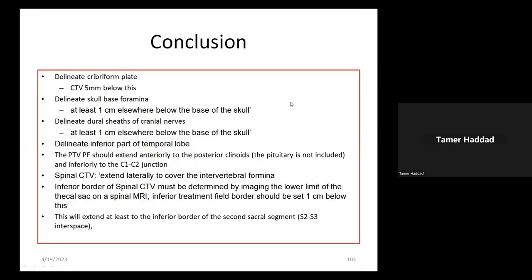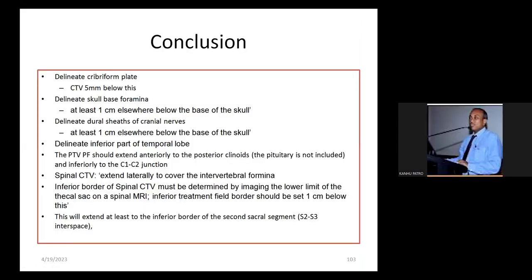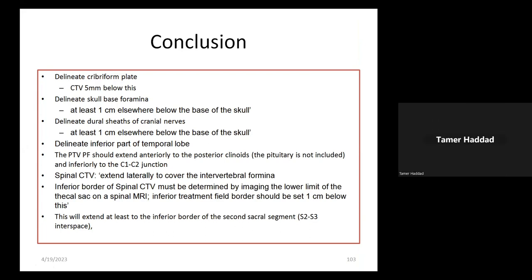In conclusion, delineate the cribriform plate properly. Give CTV 5 mm below this. Delineate skull base foramina at least 1 centimeter below the skull. Delineate the jugular foramen and the sheath of the cranial nerves. Give 1 centimeter. Delineate the inferior part of the temporal lobe. Delineate the PTV. Posterior fossa should extend anteriorly to the posterior clinoid process. Pituitary is not included in the posterior fossa boost.